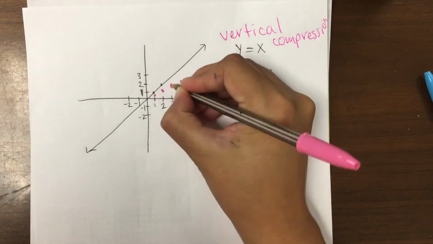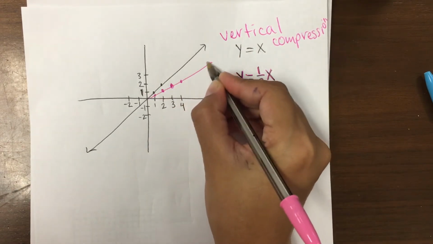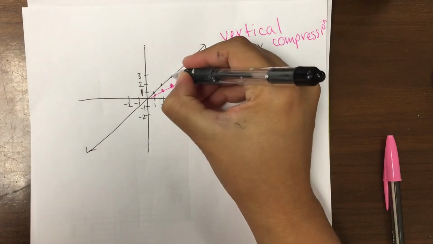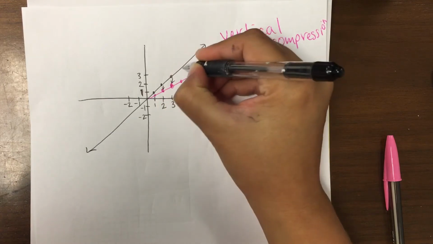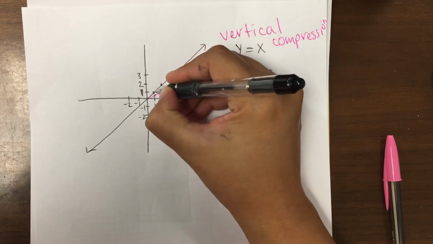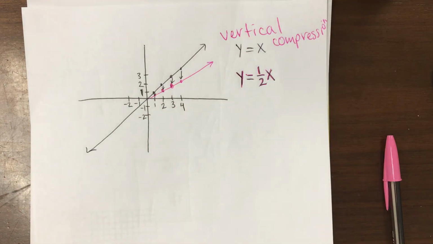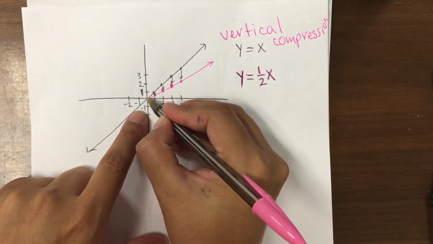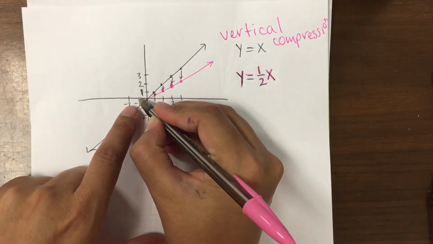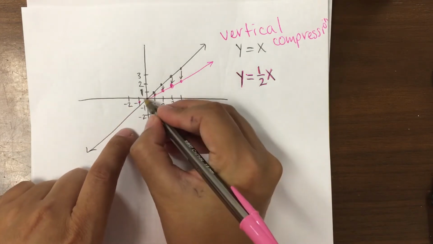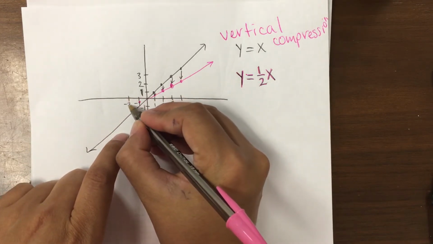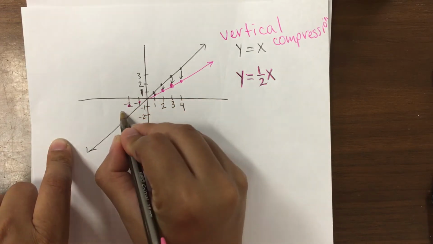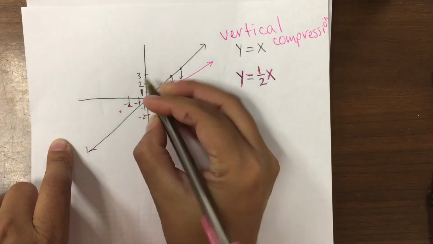Okay, so that's where my line would go. Basically, all of these points are being compressed because you get only half of what you had before for each value of y. And in here, it will be in a similar way. If x is -1, half of -1 is -0.5. Half of -2 is -1 for y. If x is -3, it's going to be -1.5, and so on.